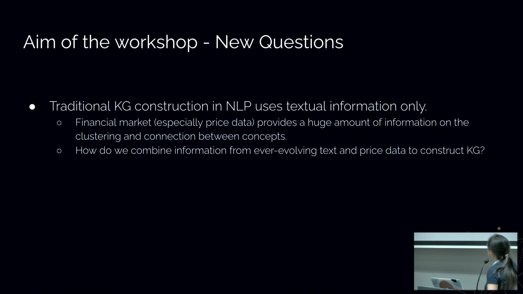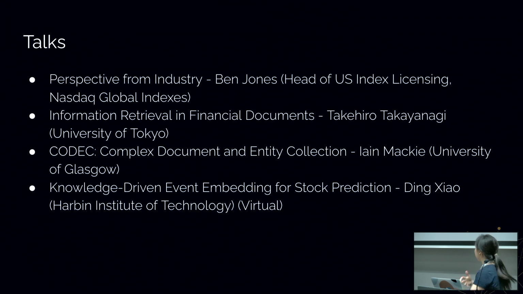And maybe another question is that traditional knowledge graph construction in NLP uses mainly or maybe only textual information. So we parse a lot of text, we do information retrieval, entity recognition, entity linking, and so forth. But the financial market, especially price data, actually provides a huge amount of information on how a knowledge graph should be constructed. For example, on the clustering and on the connections between concepts. So can we combine information from the ever-evolving text information with price data, with numerical information, and use both types of information to construct knowledge graphs? So all of these are open questions, and I'm sure the talks that come next will give us a lot of insights about some of these questions and questions that I haven't asked.